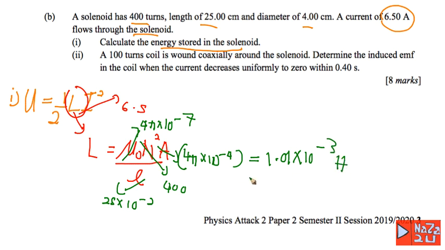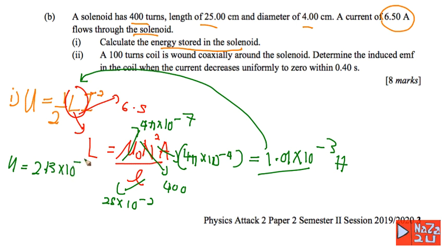Now you can use the value of the inductance here to find the energy. You can use the calculator here. The energy stored in the solenoid is 2.13 exponent minus 2 joule. Right? So this is the value of the energy stored in the solenoid.